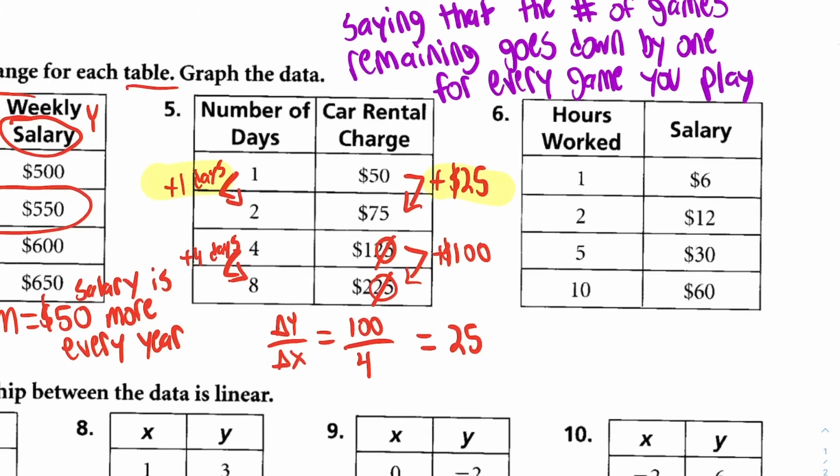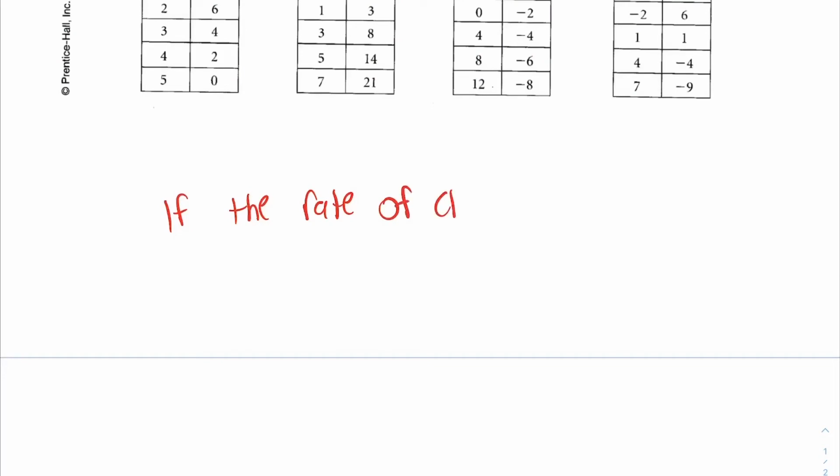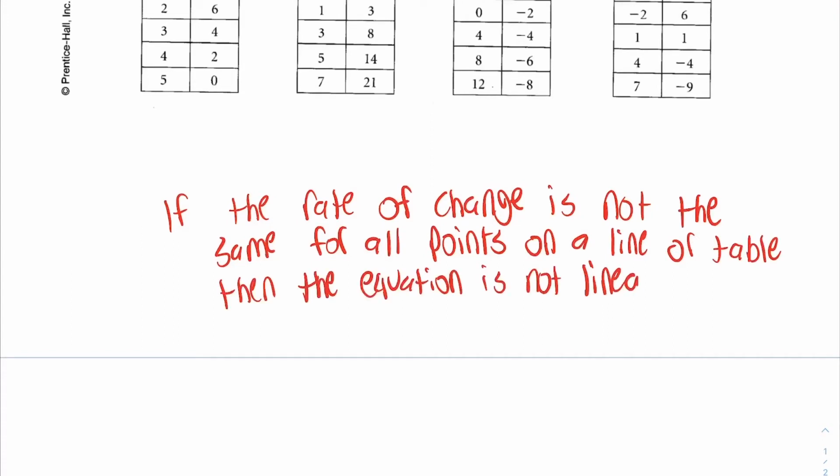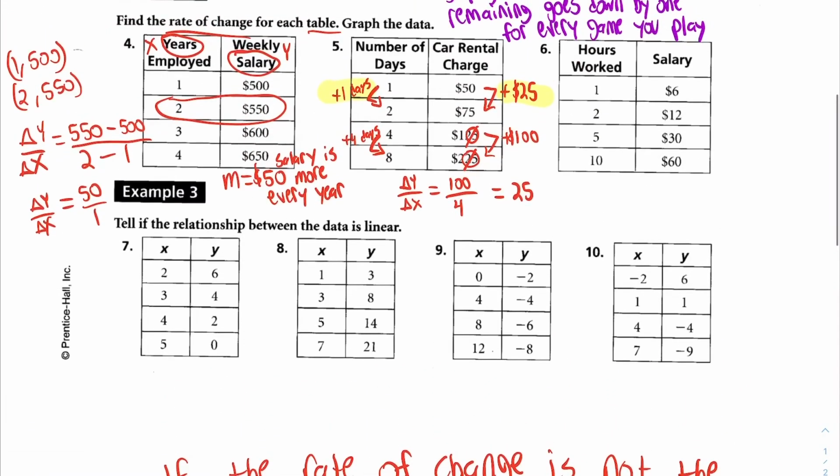And if it ever happens that the rate of change doesn't stay the same number no matter which points you pick, then the equation is not going to be a linear equation. It might be that you just made a mistake when you're subtracting, but it also might be that it's not linear. So sometimes you should check multiple points unless the equation is already given to you.